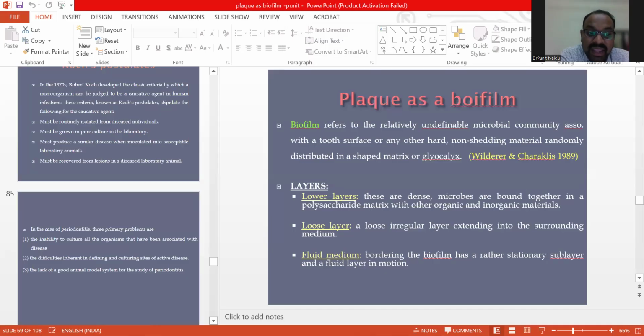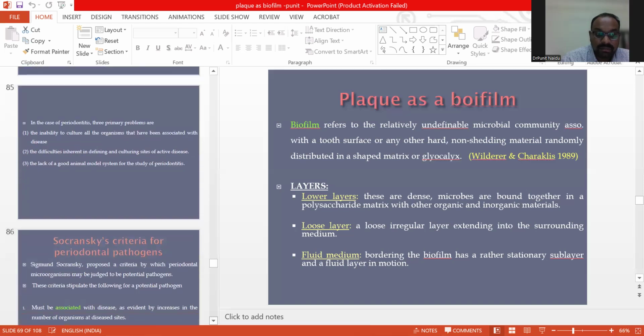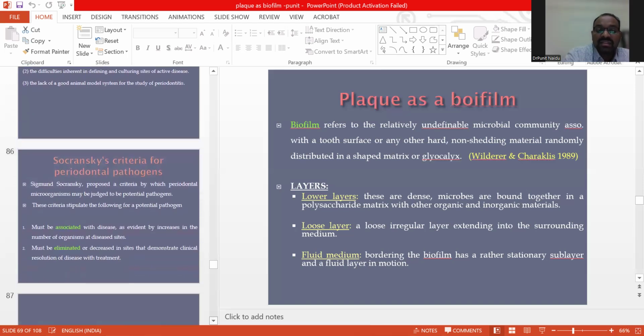The first one is the inability to culture the organisms that have been associated with the disease. The second problem was difficulty in defining and culturing sites of active disease. And the third one is the lack of an animal model system for the study of periodontitis. So Socransky modified the factors for identifying the periodontal pathogens, and he described the criteria.